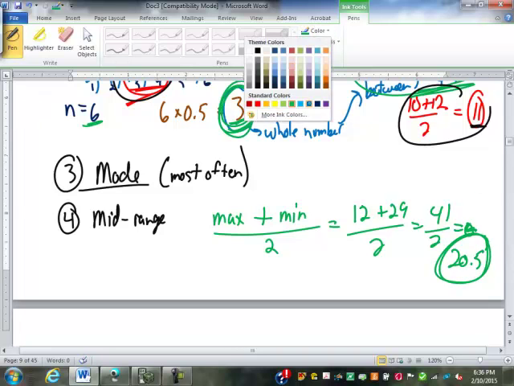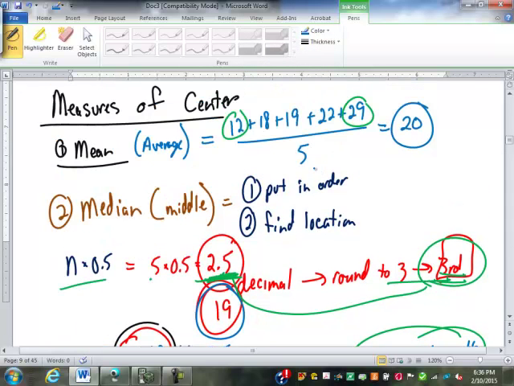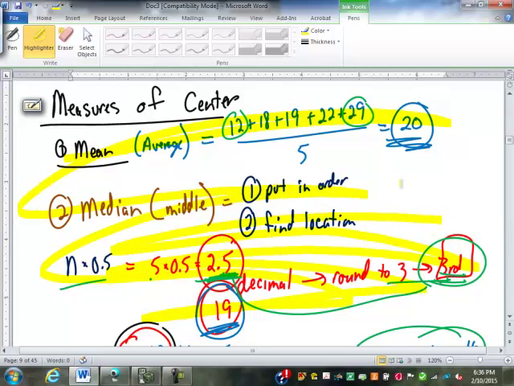Which you can see comes out relatively close. We had a mean of 20 and a median of 19. So the mid-range is pretty close. But the mid-range, again, is a pretty quick and dirty way of getting a center. Almost everybody will agree the two best measures of center are the mean and the median. Which always brings us to the argument, which one is the best, the mean or the median?